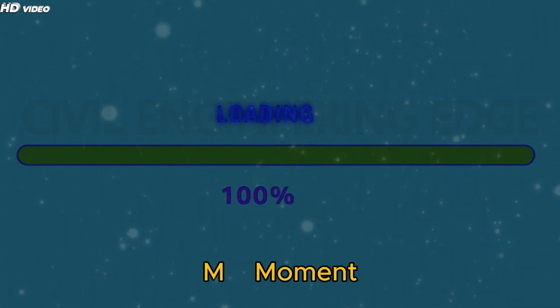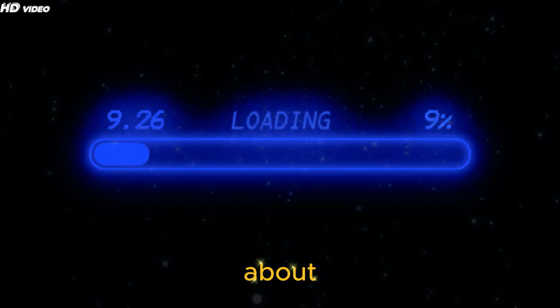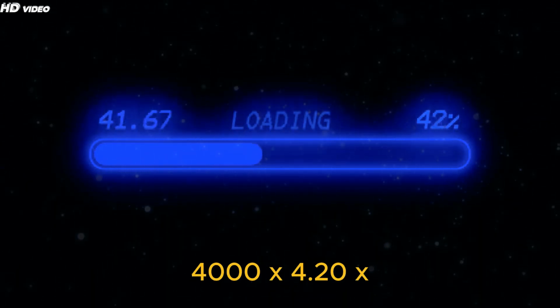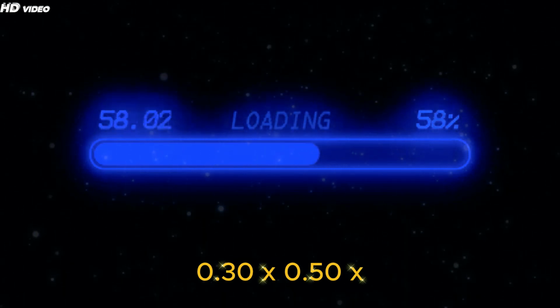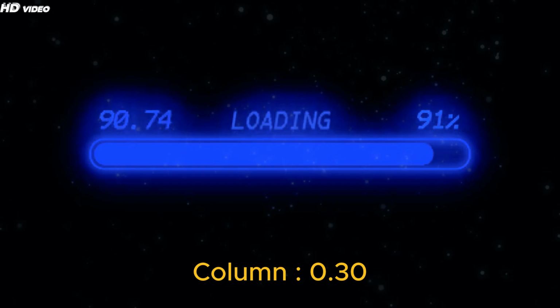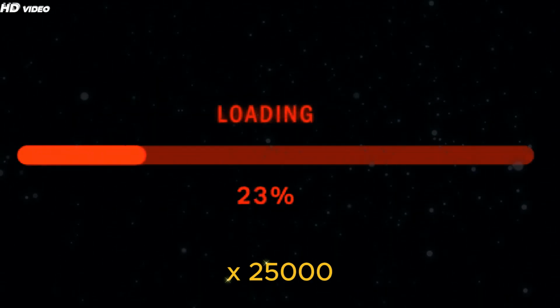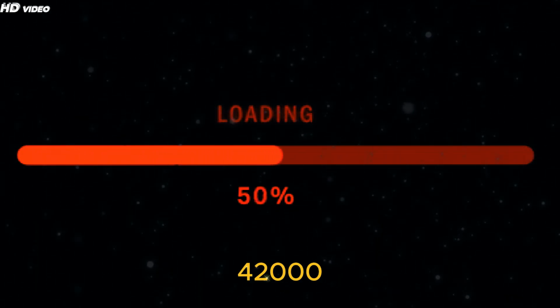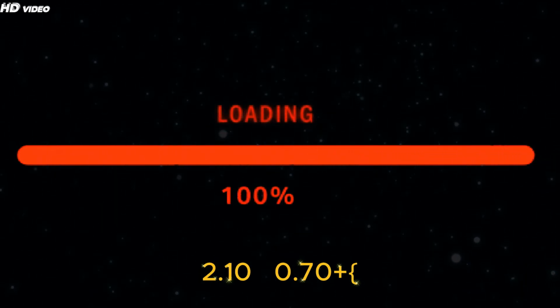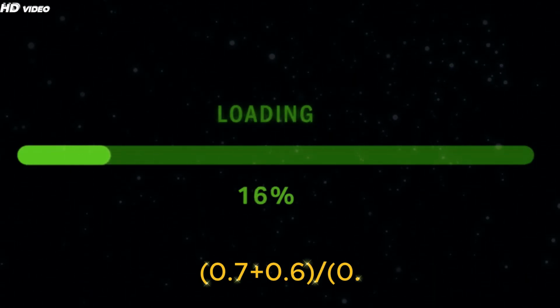slab: 4000 x 4.20 x 2.50. Beam: 0.30 x 0.50 x 3.50 x 25,000. Column: 0.30 x 0.70 x 4.30 x 25,000. 42,000. 13,125.